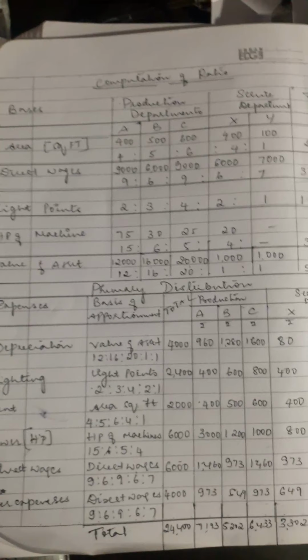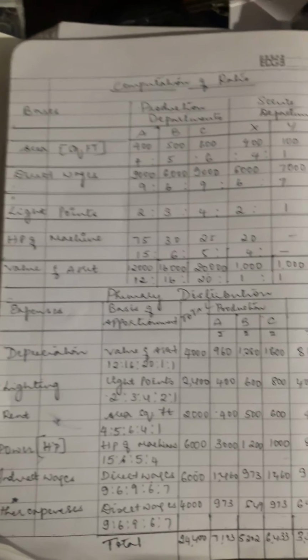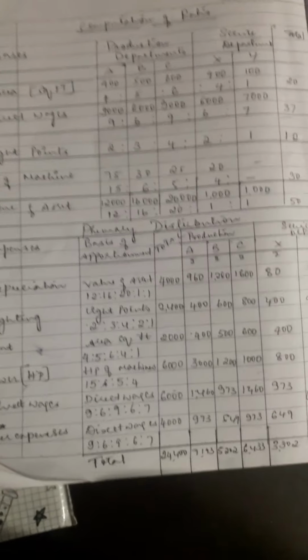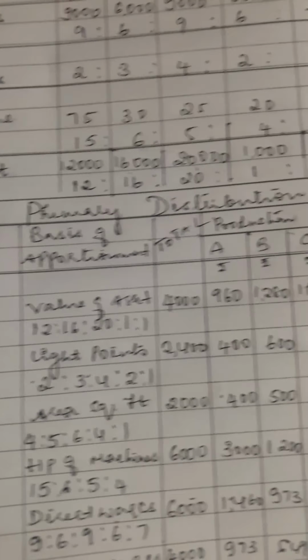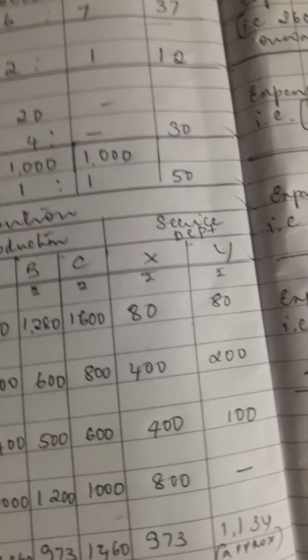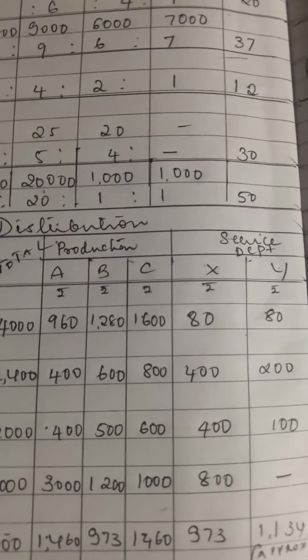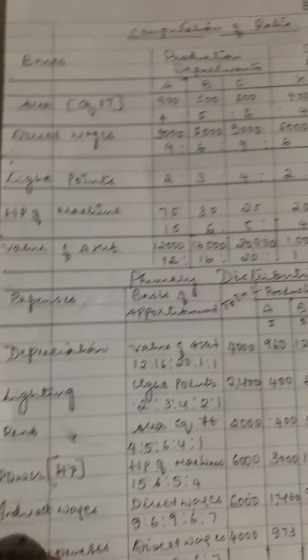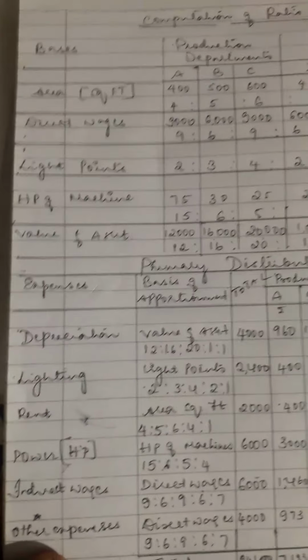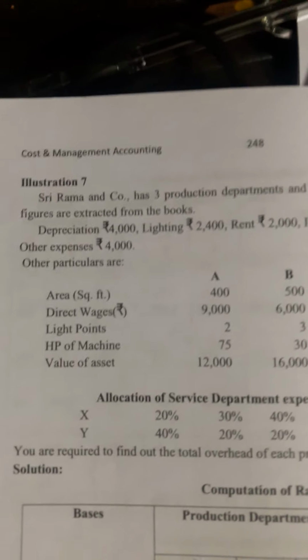This is one stage. Then after this, another one is value of asset, and after this what we do is primary distribution. Hope you can see primary distribution. You have expenses, basis of apportionment, total column, and the three production departments. So in this problem, you have X and Y service departments. If you notice, value of asset, for depreciation, the basis of apportionment is value of asset. Where is it given? See, in the problem it is given.